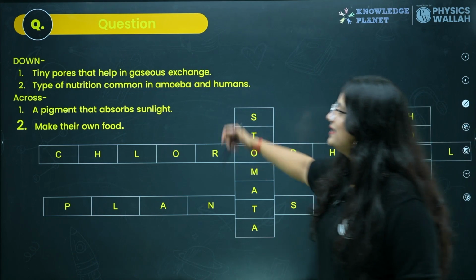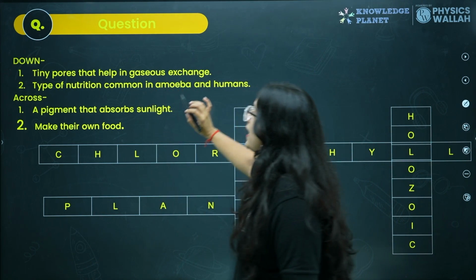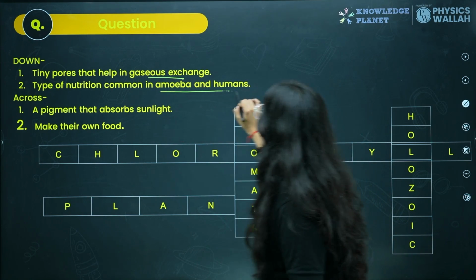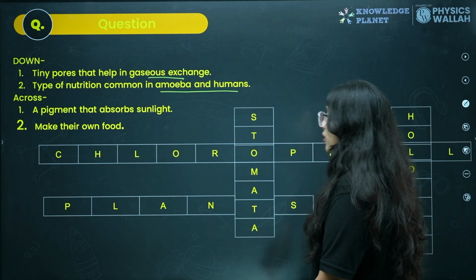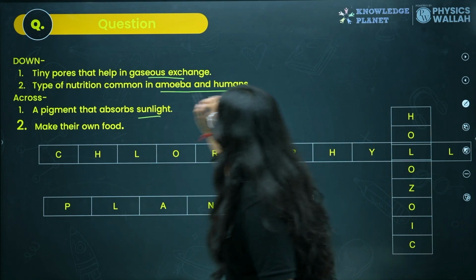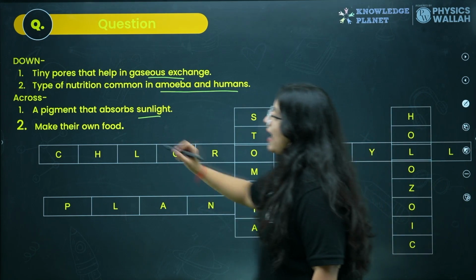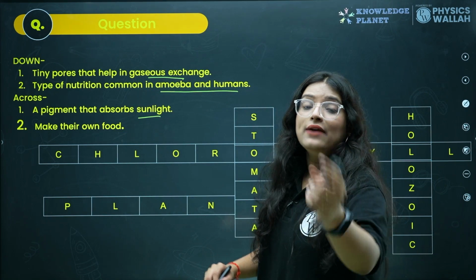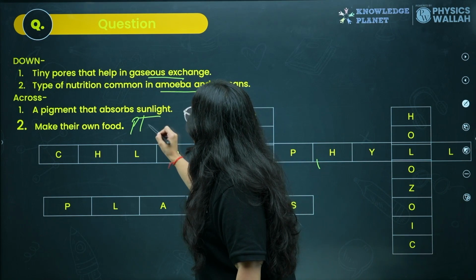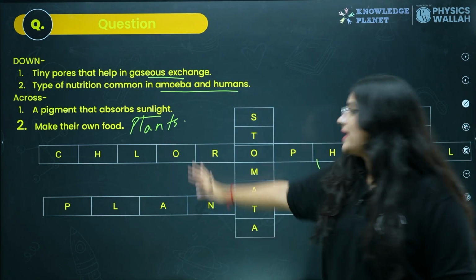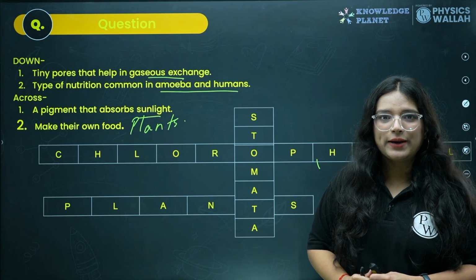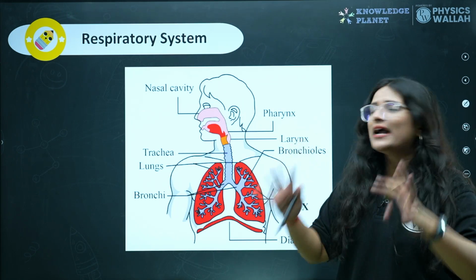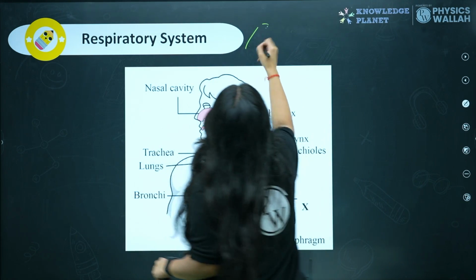So here you can see, yes, those organisms which have tiny pores that help gaseous exchange are stomata. Type of nutrition common in amoeba and humans is the holozoic mode of nutrition. Pigment that absorbs sunlight is chlorophyll. And those that make their own food are autotrophs. And what is an autotroph? Here you can say plants. Okay, hence you've got the answers to these questions. Understood? Now let's move forward to the next type of life process, which is respiration.